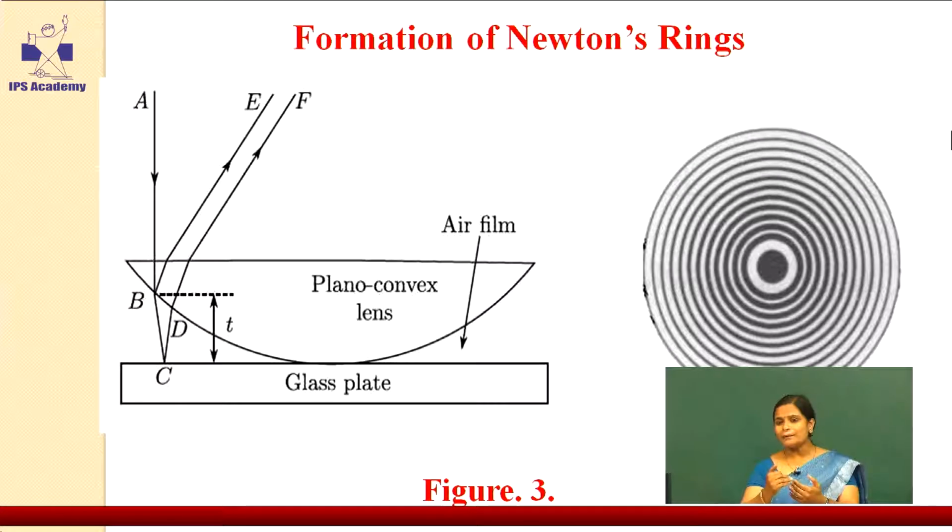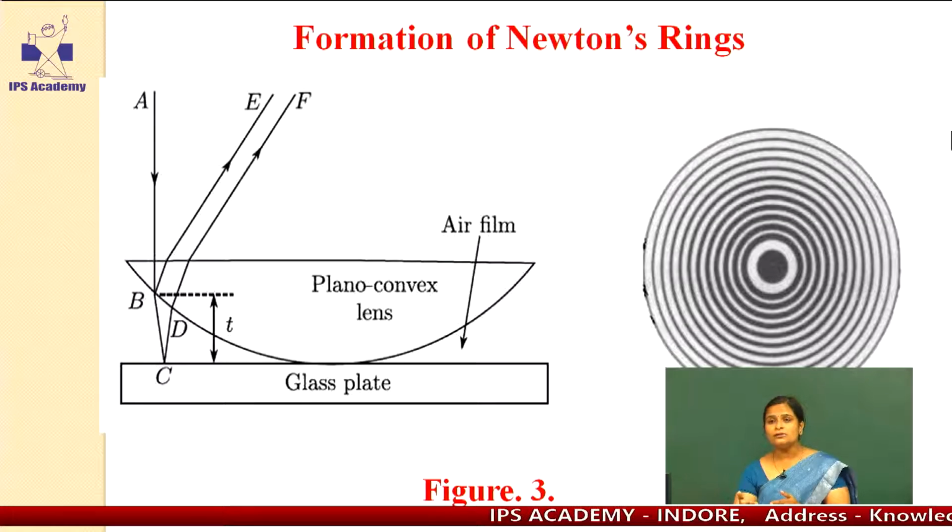So there is a gap in between the plano-convex lens and the glass plate. So the light which is reflecting from the point B and the light which is reflecting from the point C, there is a superposition between these two light beams, which are designated as E and F here. This superposition of the light will give the interference pattern in the form of Newton's ring.